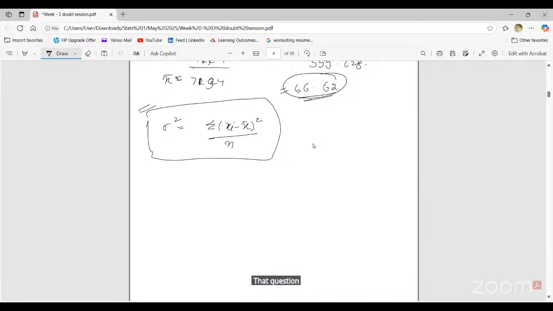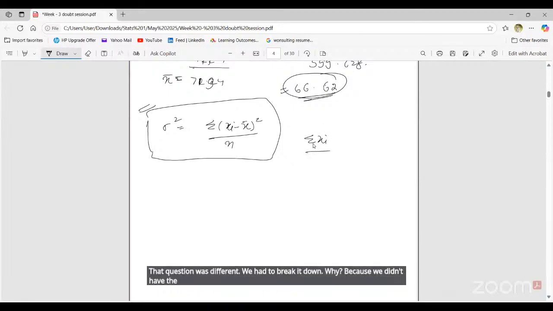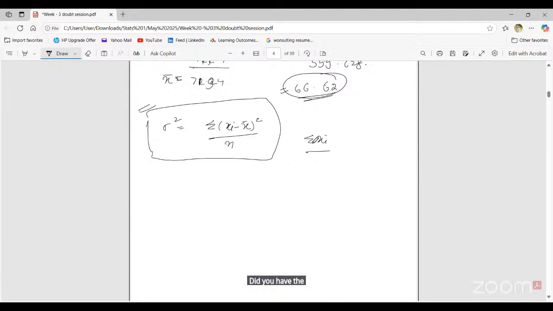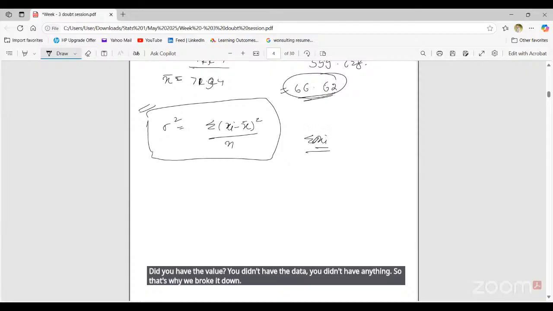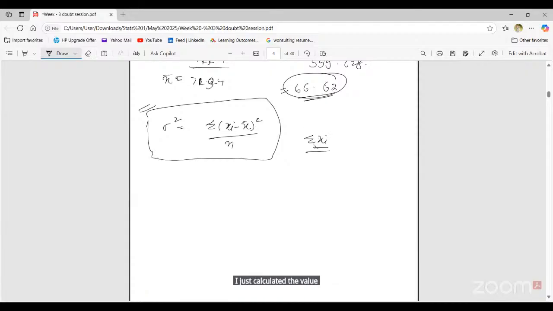That question was different. We had to break it down. Why? Because we didn't have the summation of xi. Did you have this value? No. You didn't have the data, you didn't have anything. So that's why we broke it down and just calculated the value of summation of xi with all the remaining values that we have. So that's a different case. Okay, ma'am. Understood.